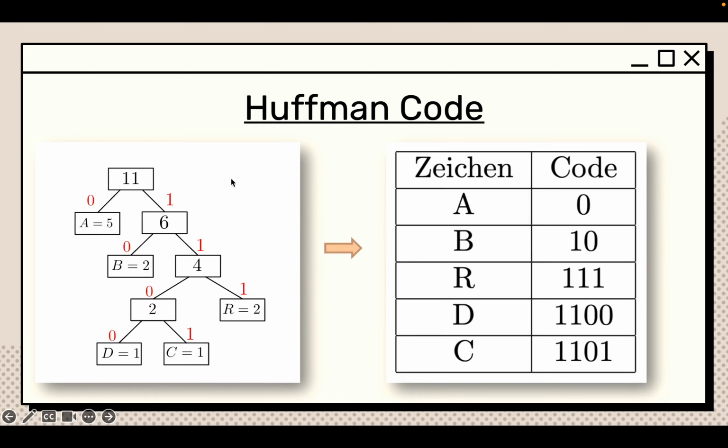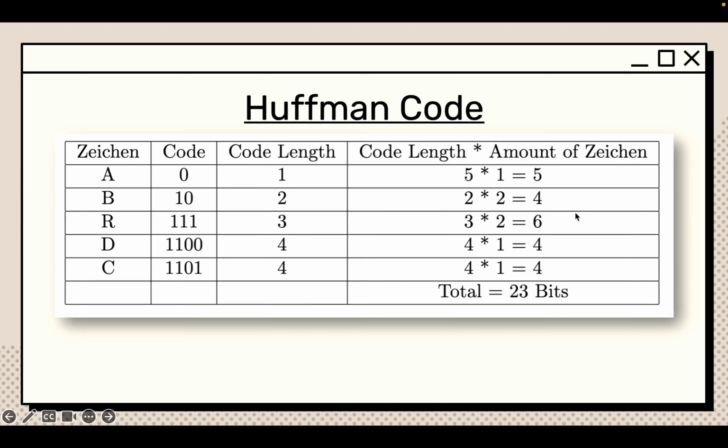So once we want to access the code, it's quite simple. We can simply say, okay, I want to access A. I just write 0, and that's my code for A. For B, it will be 1, 0, 1, 0. And then for R, 1, 1, 1. And for example, for D and C, it's going to be 1, 1, 0, 0, and 1, 1, 0, 1. As you can see, the most used character is A, and it has the smallest code, so to speak.